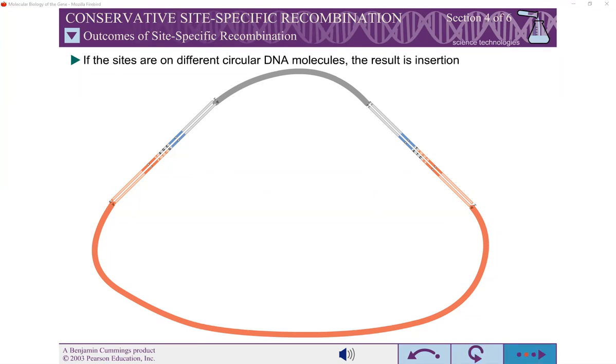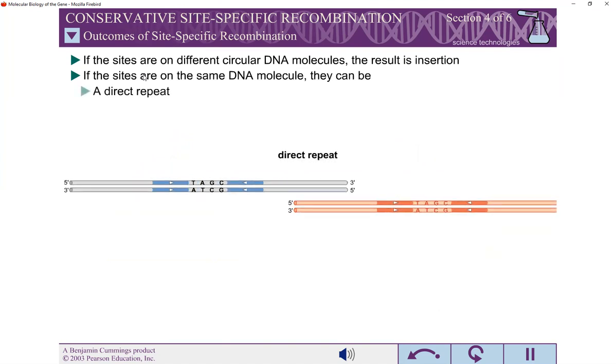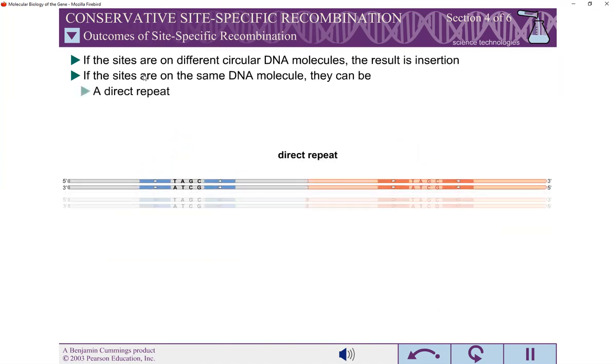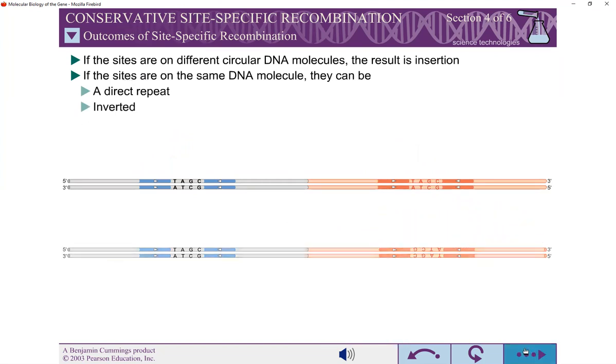Moving forward. Because the crossover region is asymmetric, a given recombination site always has a defined polarity. If both recombination sites are on the same DNA molecule, they can be a direct repeat with respect to one another or inverted with respect to one another. Now, there are two different types of repeat sequences that could be there. The repeating sequences can form either a short direct repeat or they can form an inverted repeat.